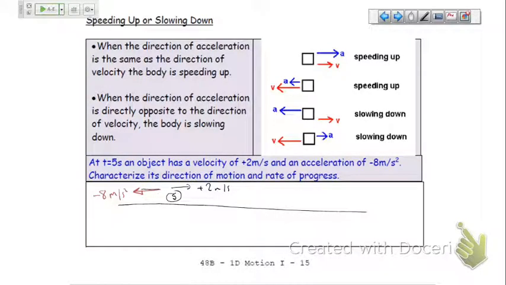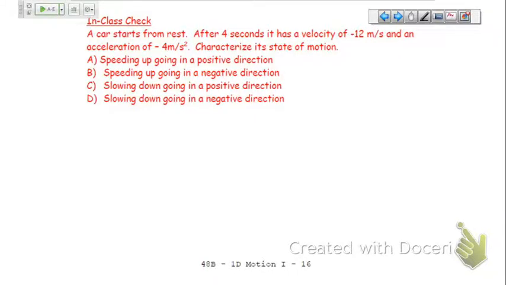Characterize its direction of motion and rate of progress. Rate of progress means acceleration, speeding up or slowing down. So direction of travel: positive direction of travel, and slowing down. My writing's horrible, I'm rushing, I'm sorry. Slowing down. So can you do that one for me? And then we'll take a break.